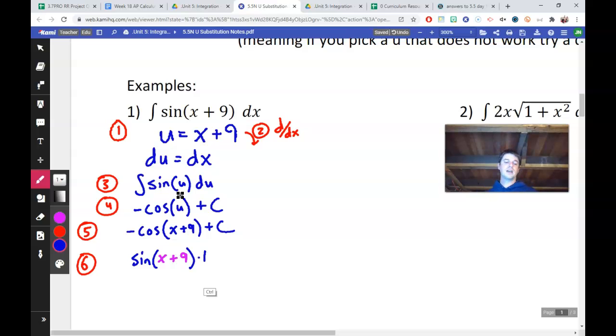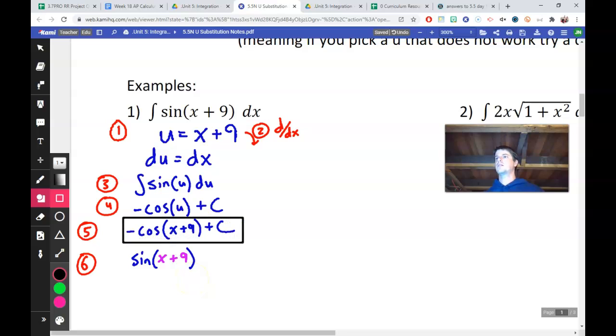So I can put times 1, or I don't need to put anything. And the derivative of any constant is 0, so look, I got my original integrand, and I know this is correct. So let's put a box around, see if we can get it, there we go. Box around my answer, because that is my answer. Negative cosine of x plus 9 plus c.